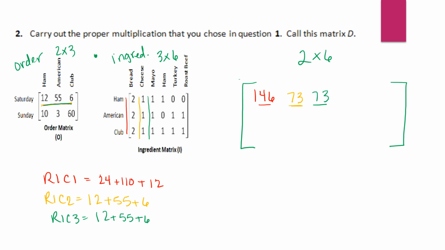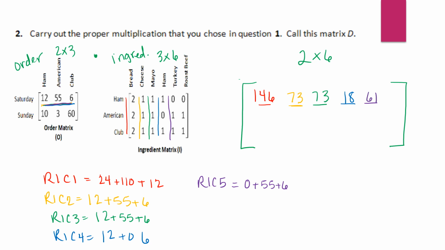We're then going to take row 1 and multiply it by column 4. Row 1, column 4. So 12 times 1 is 12, 55 times 0 is 0, and 6 times 1 is 6, so that would give us 18 for row 1, column 4. We'll then do row 1 multiplied by column 5. So row 1, column 5: 12 times 0 is 0, 1 times 55 is 55, and 1 times 6 is 6. Find their sum to get 61.